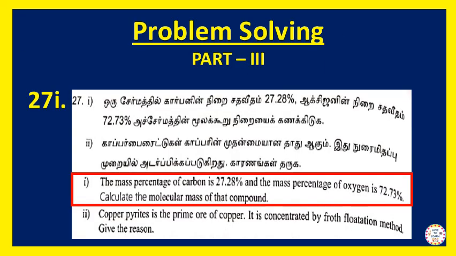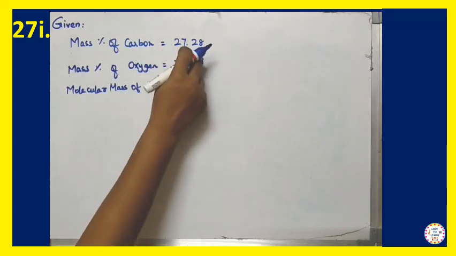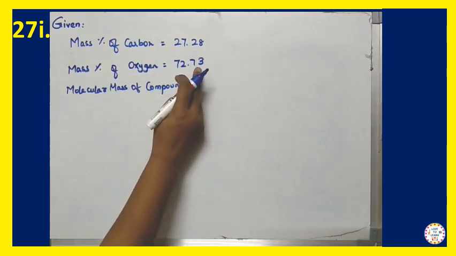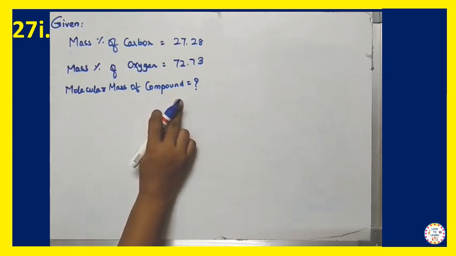Now here let us take the 27th question from part 3. In that first one, the mass percentage of carbon is 27.28% and the mass percentage of oxygen is 72.73%. Calculate the molecular mass of the compound. Now let's check out the solution. Now let's take the given: mass percentage of carbon equal to 27.28, oxygen 72.73. We have to find the molecular mass of the compound.